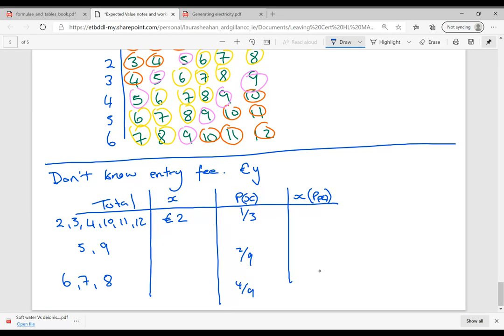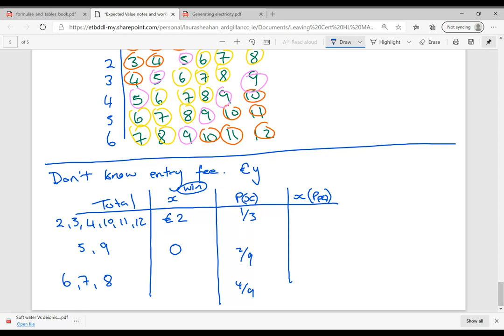I'm specifically going to talk about what I actually win in this table. It will be rare that you have to do this, but when you don't know the entry fee, I'm going to specifically talk about what I actually win. So I would win €2 here. For a 5 or a 9, I actually win nothing, but I lose nothing either. So I'm just at 0.